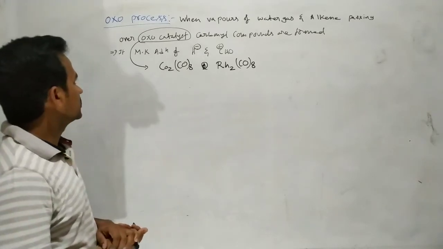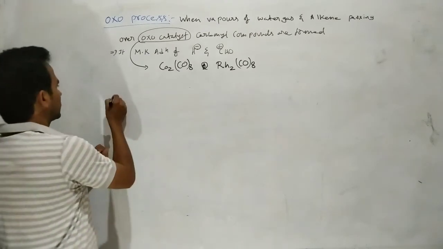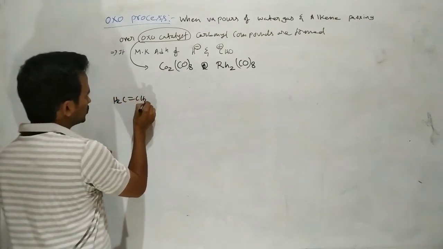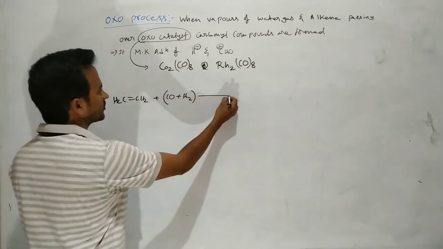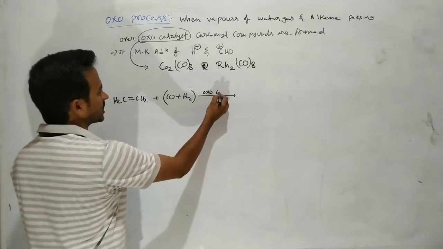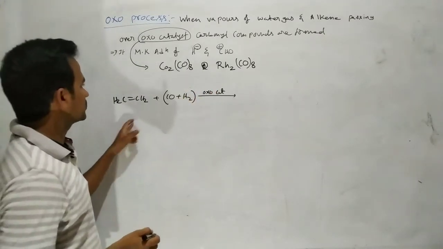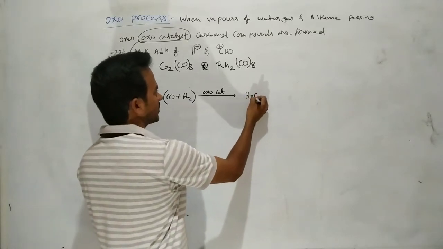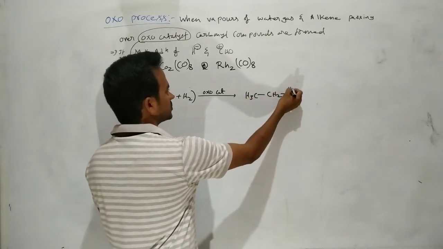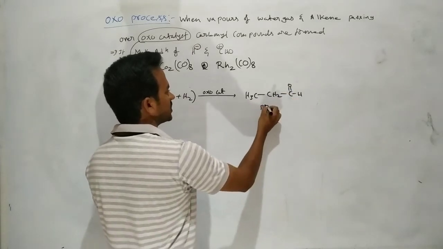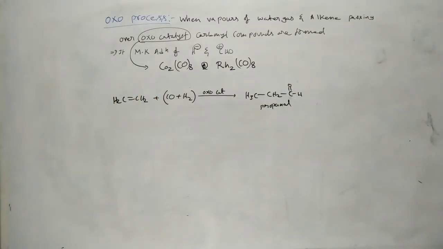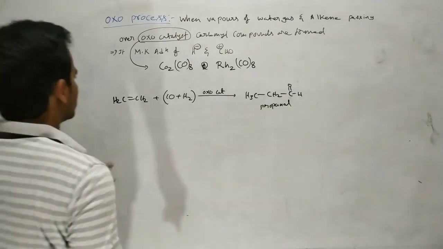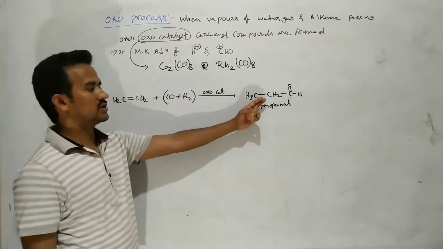So in this case, for the alkene CH2=CH2, a mixture of CO and H2, which is water gas, is passed through the oxo catalyst. The product is the addition of hydrogen and the addition of CHO, giving propanal. So one more carbon is added in this reaction: initially there are two carbons, but in the product there are three carbons.